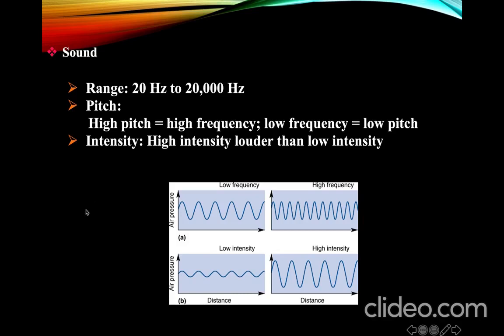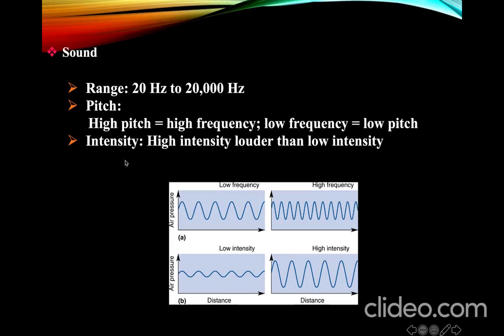Now next is the pitch. The pitch is just like the frequency. The only difference is that frequency is objective while pitch is subjective. The pitch is what your ear perceives. If the sound is high pitch, it also means high frequency. If it is low frequency, it is also low pitch.